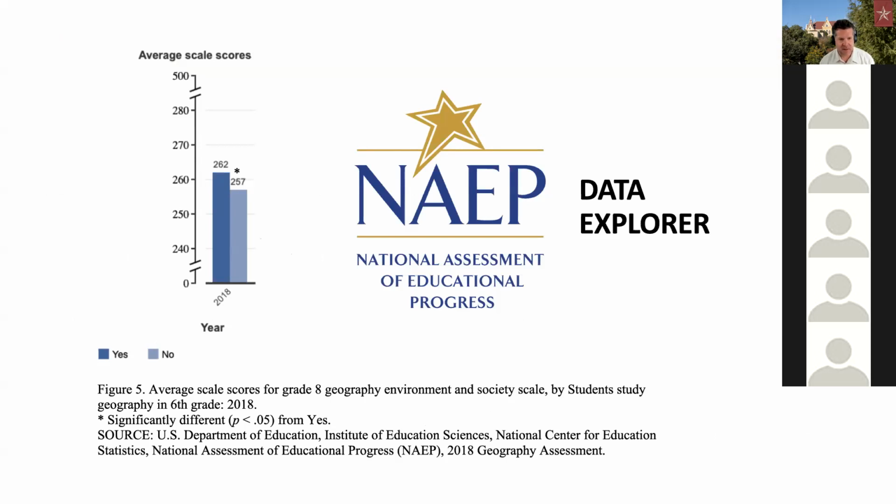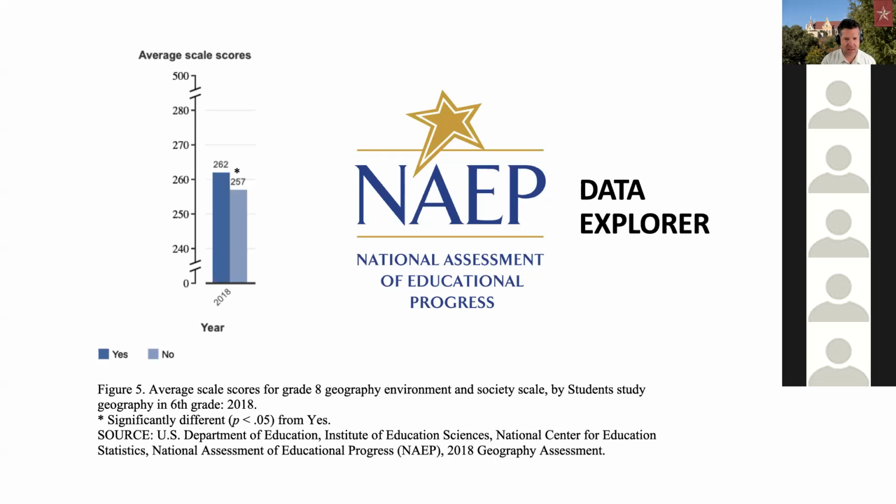So here's an example. I pulled the results for average scale scores for grade 8 geography on the environment and society content domain, comparing those scores by students who took geography in the 6th grade. And so on that output, you can see that students who took geography in the 6th grade had a significantly higher score compared to those who reported they did not, or actually schools that reported they don't study geography in the 6th grade. And so, you know, this is not causal research by any means.